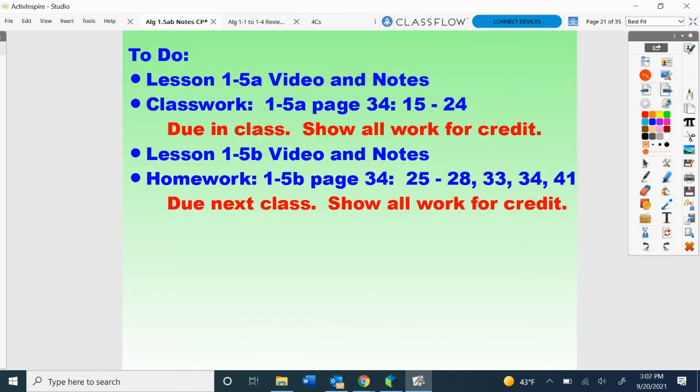Your assignment is, we just got done with lesson 1.5a, so you're going to work on this assignment here. You've got one-step and two-step inequalities to solve and graph. Get that done in class, show your work, and after you get that assignment done, you can play the 1-5b video, and then you've got this assignment here for homework. All of that is on Google Classroom so you can take a look.